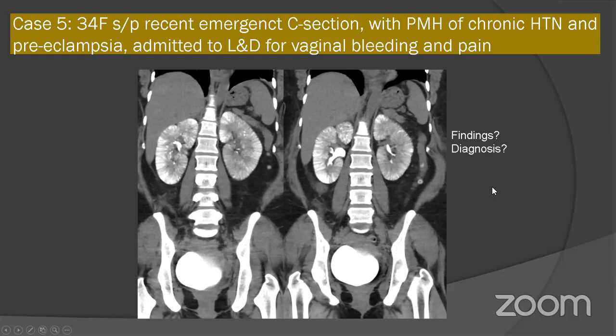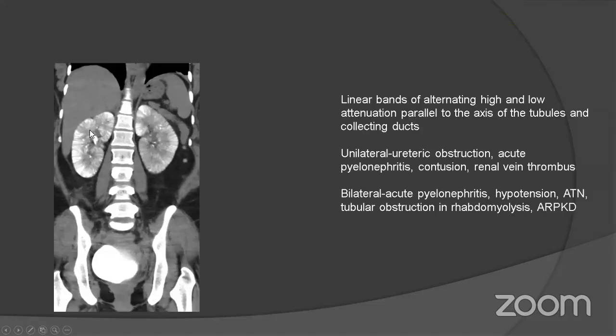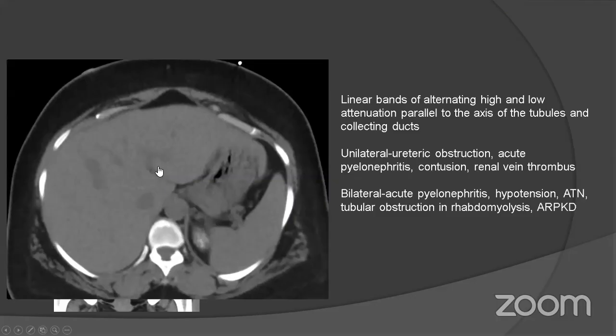Yes, excellent. So striated nephrogram, fantastic. And there is a list of differential possibilities when you see bilateral striated nephrogram. It could be bilateral acute pyelonephritis, but there is no fat stranding around the kidneys or any other inflammation. It could be acute tubular necrosis, either toxic or secondary to ischemia from hypotension or cardiovascular collapse or sepsis. Or you can see in cases of rhabdomyolysis or myeloma, when there is tubular obstruction, you can get the striated nephrogram. And this appearance can also be seen in autosomal recessive polycystic kidney disease.